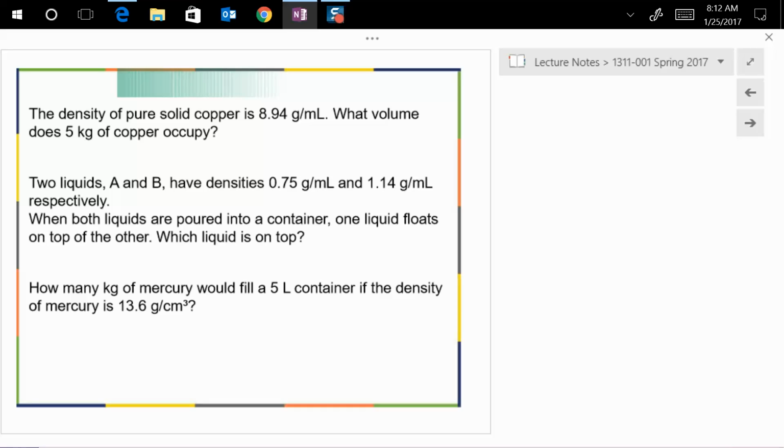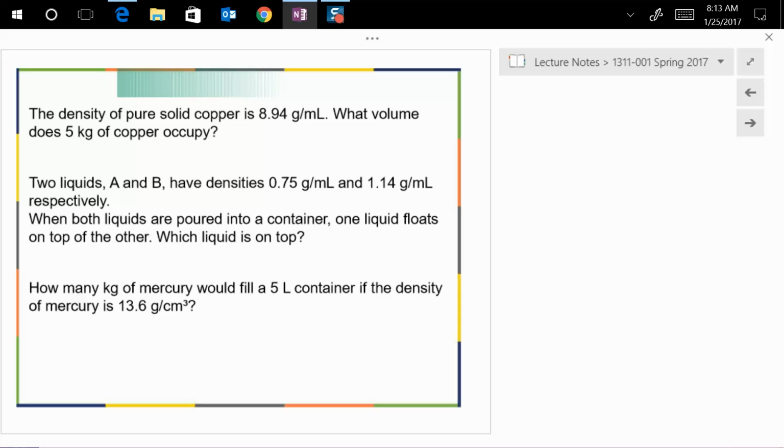Oh, okay, well, is that what other people are getting? I haven't calculated it, but we'll set it up in a minute. 0.559 for the volume. I don't think that would be correct. Okay, let's look at it.